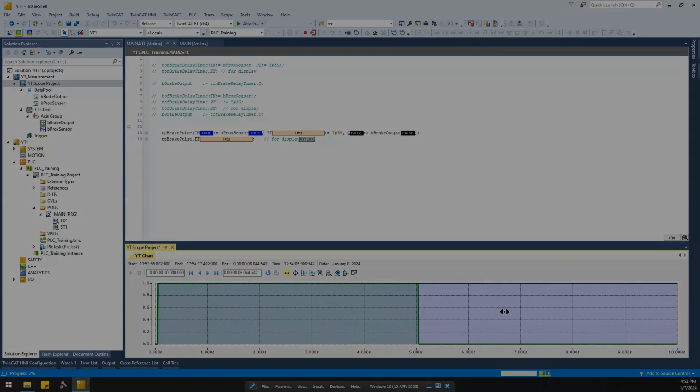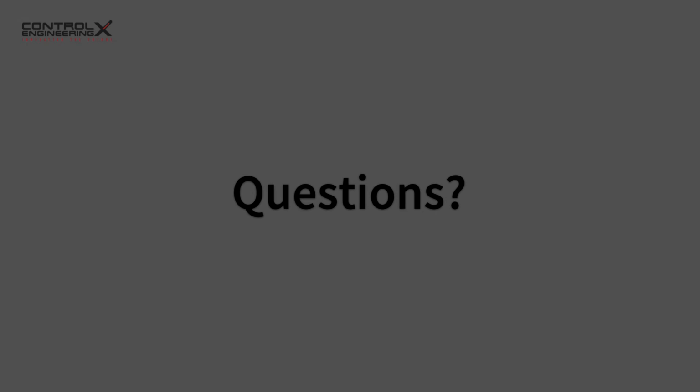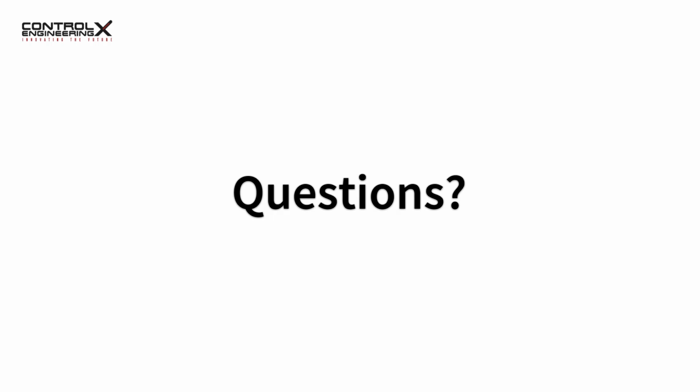So I hope you guys have learned about the three timers specified in the IEC 61131-3 standard and how to implement them in TwinCAT.